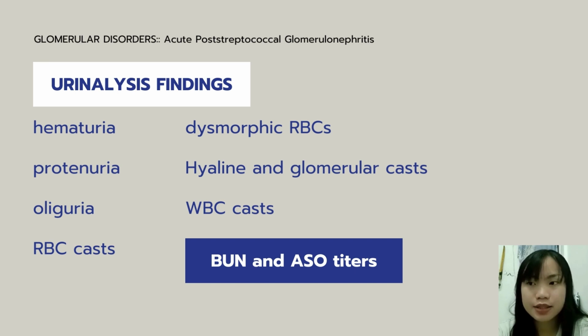Kaya it subsides. Other lab tests na ginagawa sa cases ng post-strep glomerulonephritis ay blood urea nitrogen or BUN kasi elevated to sa acute stages ng AGN. And then anti-group A strep enzyme. So kasi ang Streptococcus pyogenes ay belong sa group A.